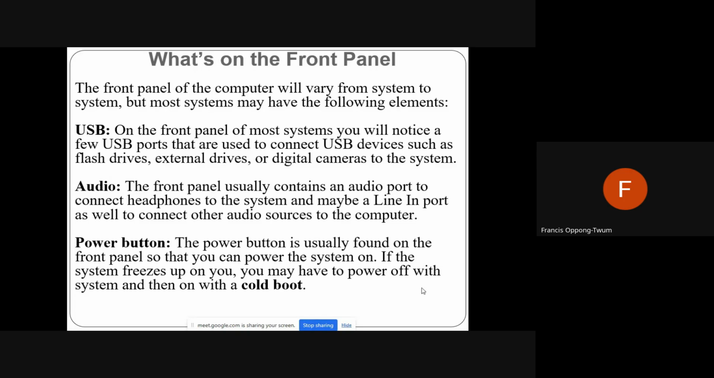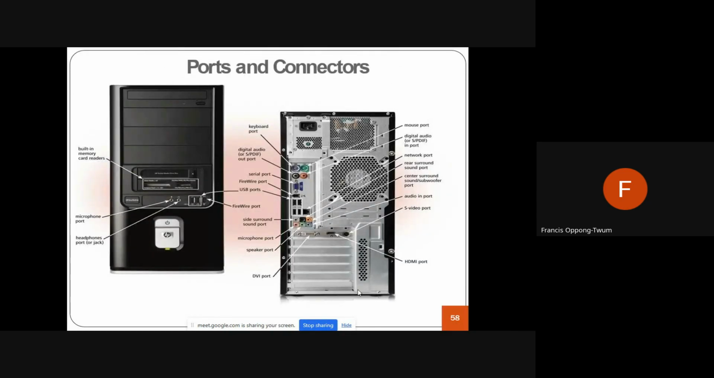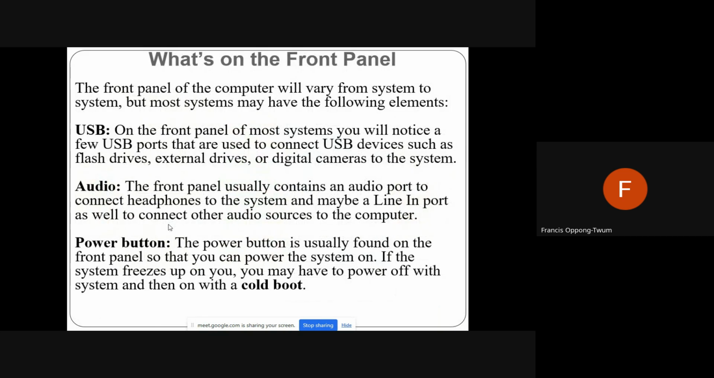On most of the front panel, you will see the USB, and the audio port, like I have said. You also see the power button. If you look at this, there's the power button in front of this PC. This is the power button. That's where you put your hand. The power button is usually found on the front panel so that you can power the system on.